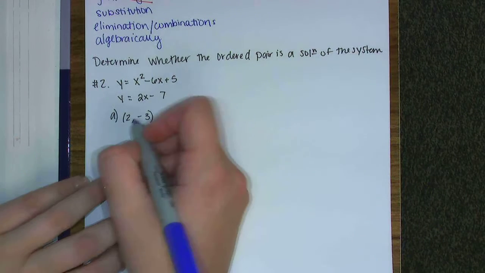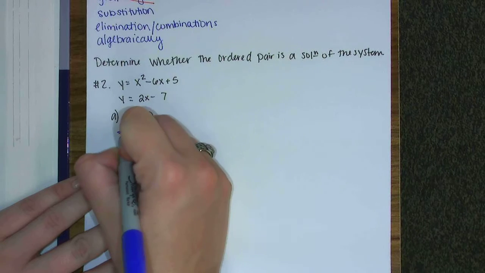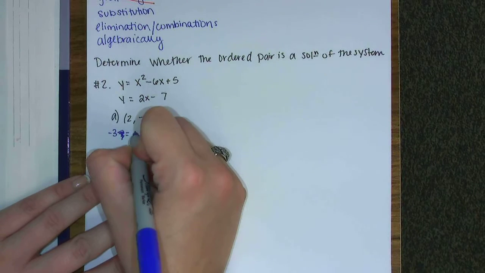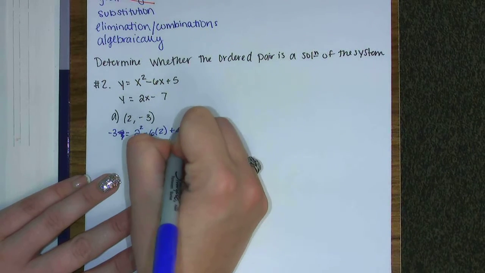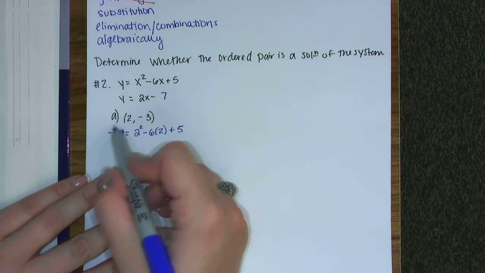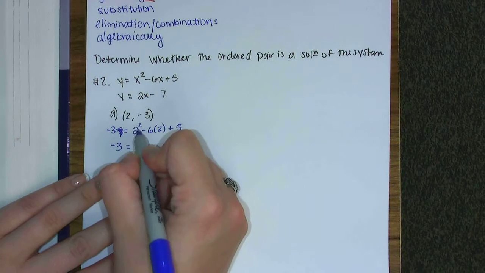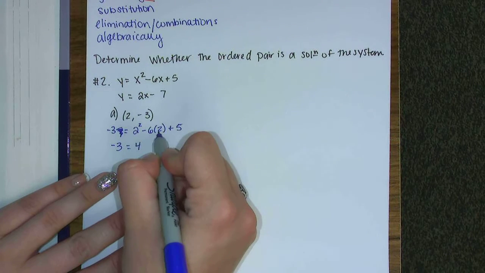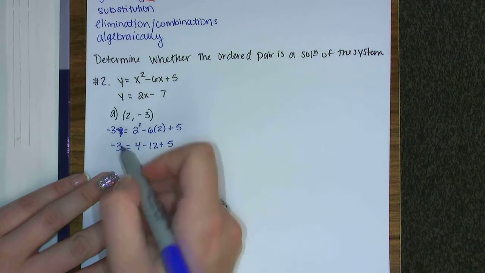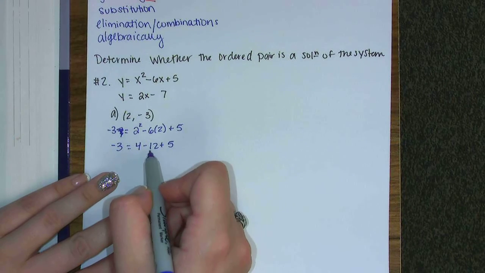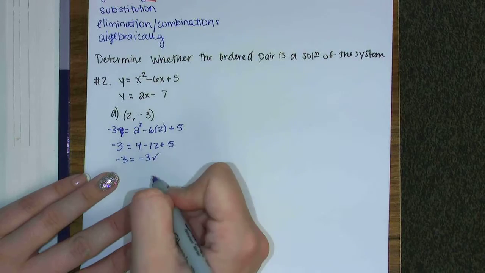So y is equal to, or I guess I should replace that y with negative 3, is equal to 2 squared minus 6 times 2 plus 5. So I already just have the negative 3 by itself, so it'll just be brought down the whole time. 2 squared is 4. 6 times 2 is 12, so it's negative 12 plus 5. So 4 plus 5 is 9, minus 12 is negative 3.